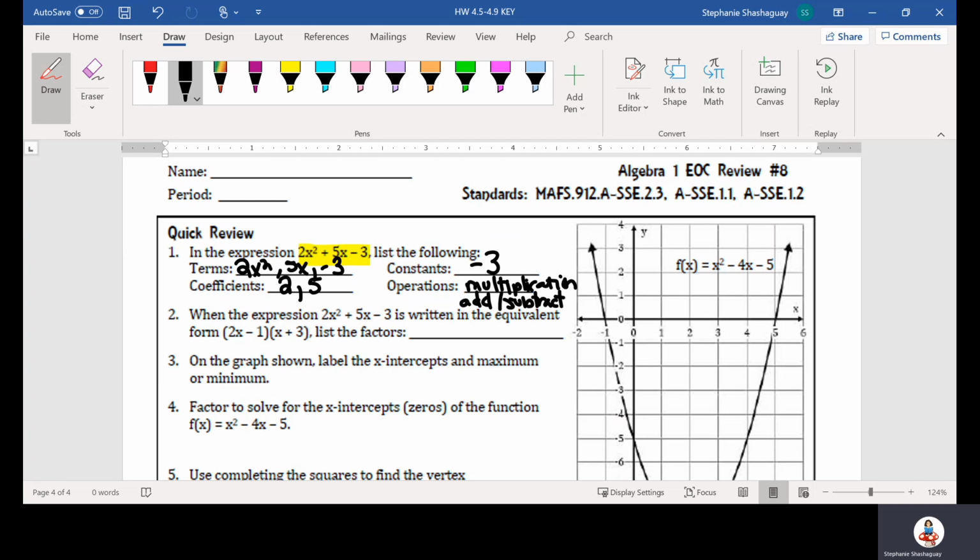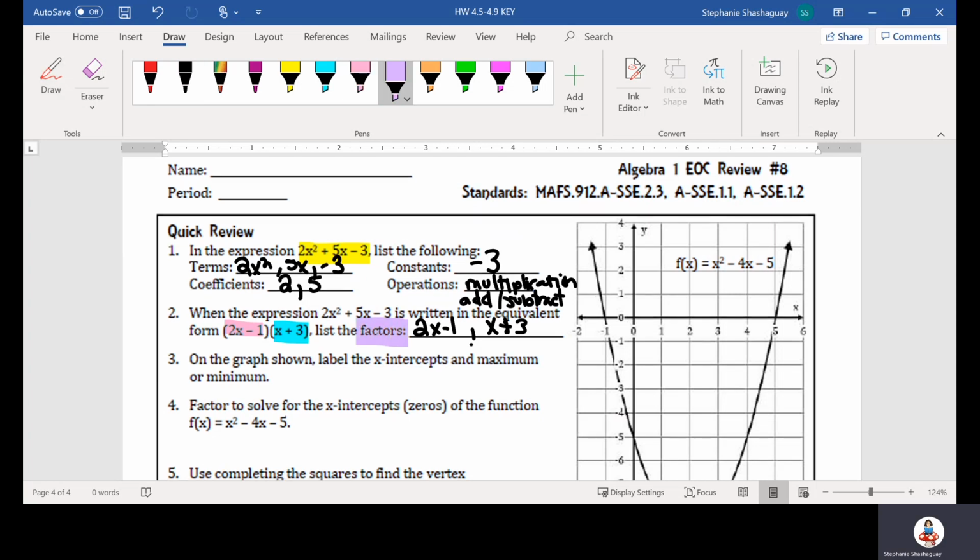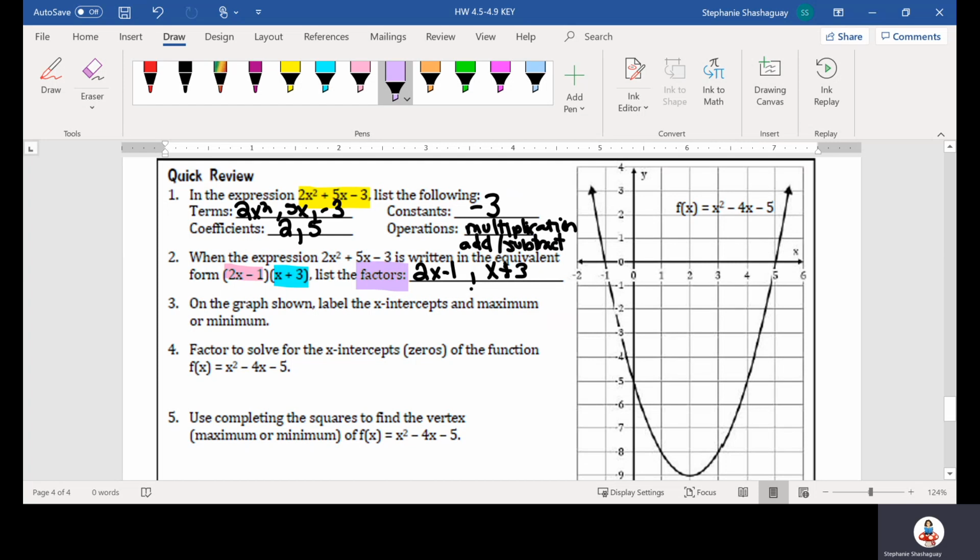All right, number 2. When the expression 2x squared plus 5x minus 3 is written in the equivalent form, 2x minus 1 multiplied by x plus 3, what are the factors? Well, they gave you the factors. So the factors are 2x minus 1 and x plus 3. The only thing a factor is, is that quadratic function in simplified form. So those are your factors.